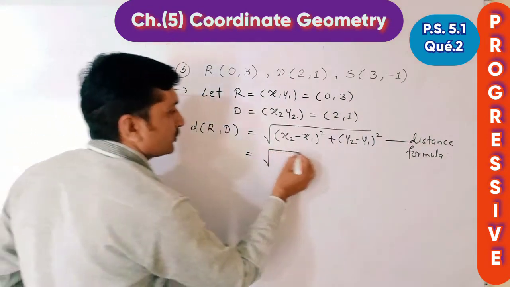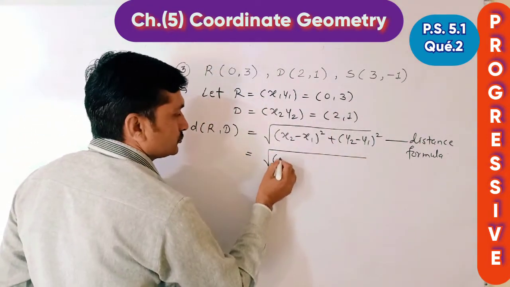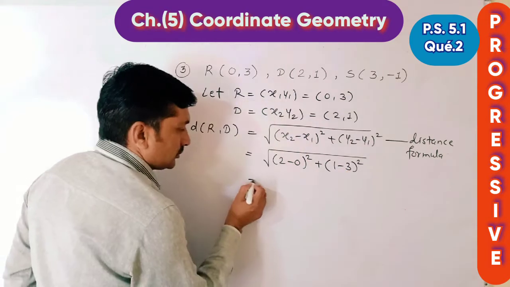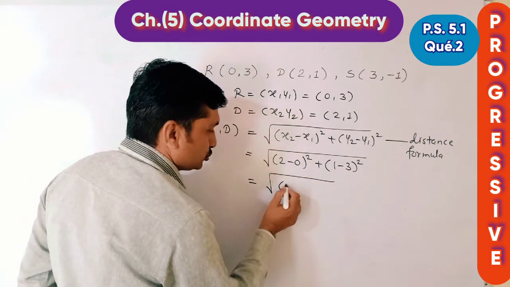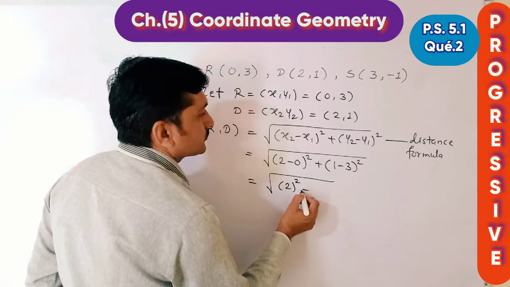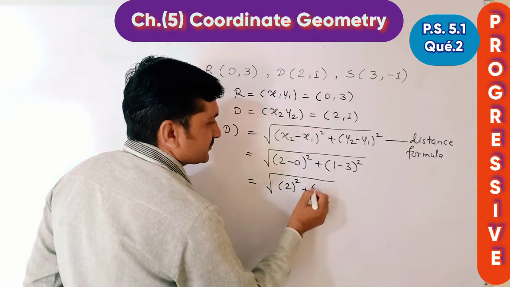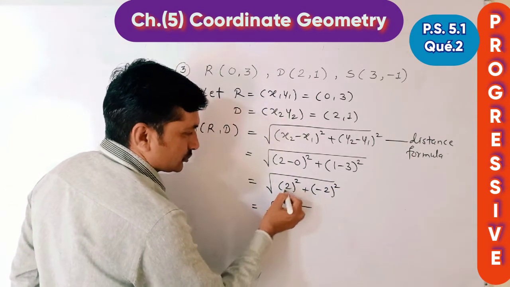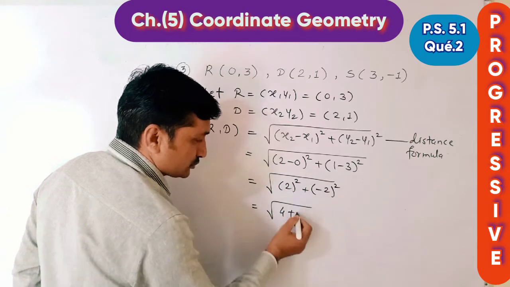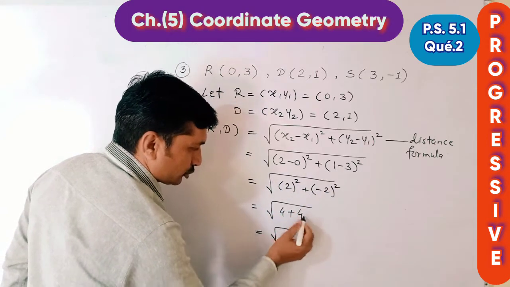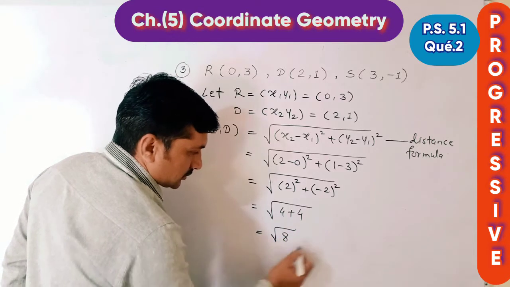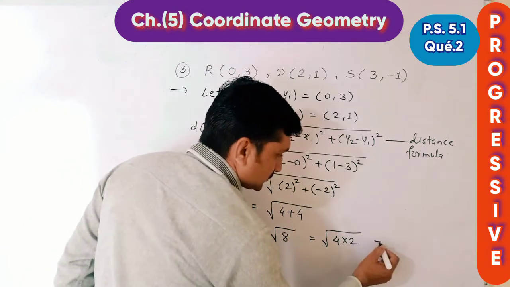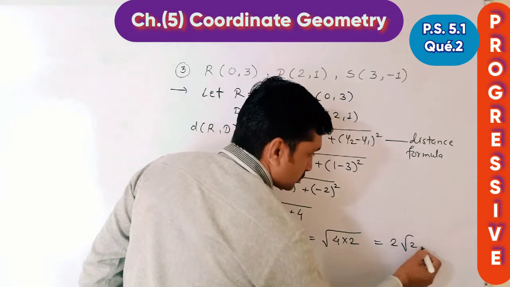Now put values. Square root of (x2 - x1)² + (y2 - y1)², that is, (2 - 0)² + (1 - 3)², is equal to square root of (2 - 0)² + (1 - 3)², which is 2² = 4 plus (-2)² = 4. Square root of 4 + 4 = 8. We write it as 4 times 2 is 8, so we get 2 root 2. Number 1.